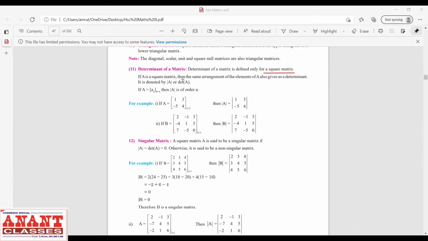If A is a square matrix, then the same arrangement of the elements of A also gives us the determinant. It is denoted by determinant of A. So matrix A is equal to elements aij, n multiplied by n, meaning rows and columns are equal, then determinant A is of order n. Determinant A is of order n.